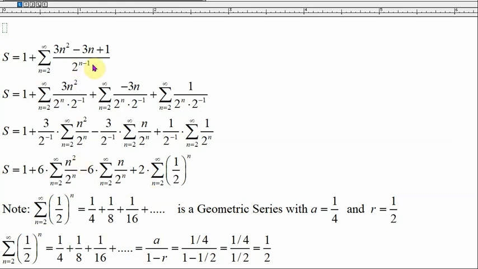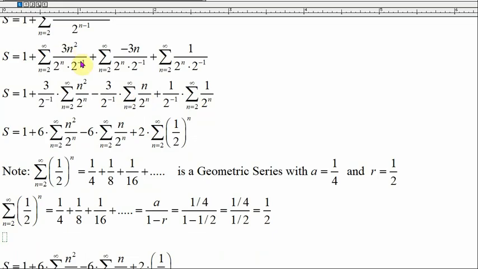And now let's rewrite this sum right here as 3n squared divided by 2 to the n times 2 to the n minus 1. Because 2 to the n minus 1, we can rewrite it as 2 to the n times 2 to the negative 1. And then plus negative 3n divided by 2 to the n times 2 to the negative 1. And then plus 1 over 2 to the n times 2 to the negative 1.